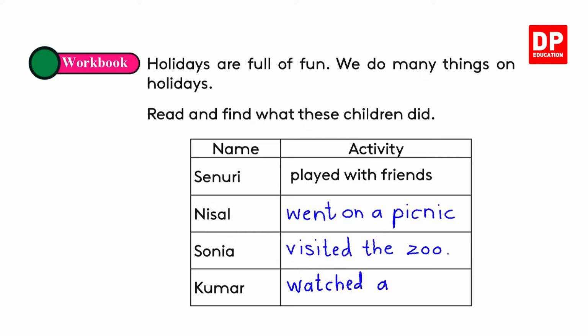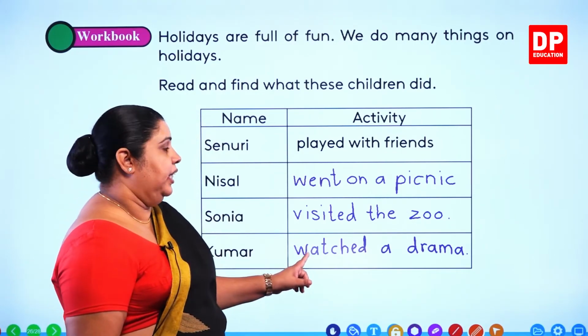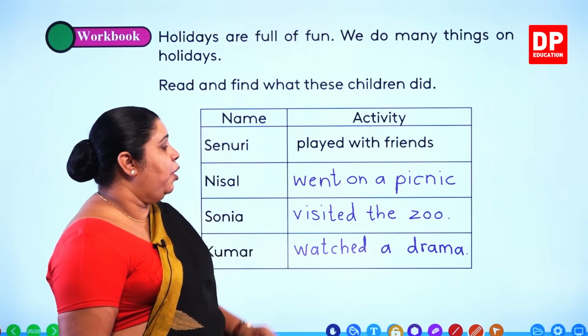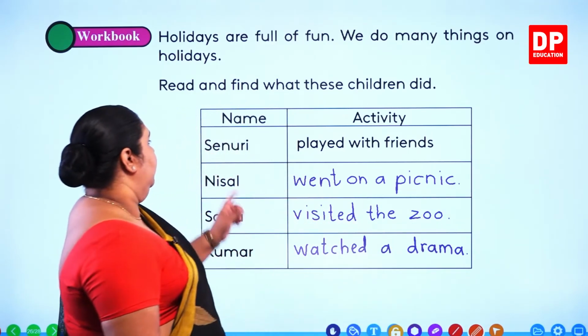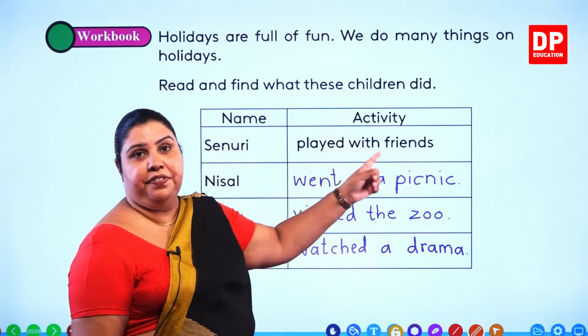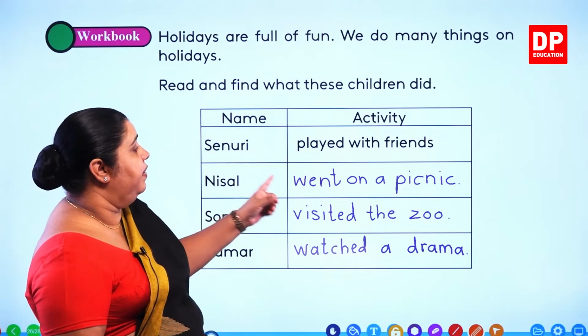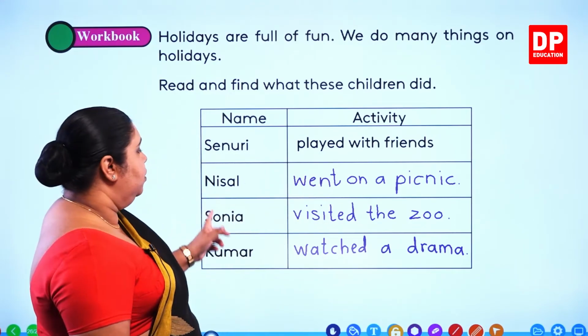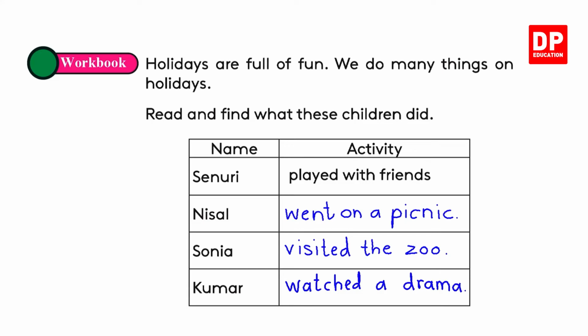Watched a drama. Check on your spellings, write it properly, right? Then you have to, yeah. Now let's see. Senuri played with friends. Now we have to write what they did during the holidays. No? Nisal went on a picnic. Sonia visited the zoo. Kumar watched a drama.